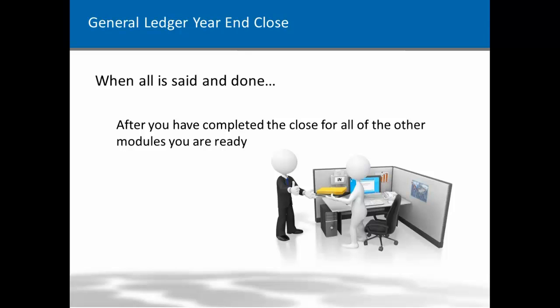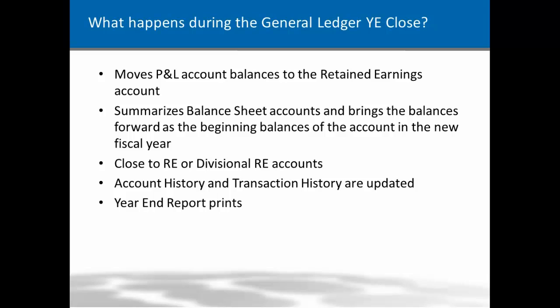So when all is said and done and you've completed the close for all the other modules, you're ready. What happens during the general ledger year-end close is it moves your P&L account balances to the retained earnings account. It summarizes the balance sheet accounts and brings the balances forward as the beginning balances of the account in the new fiscal year. It'll close to a retained earnings or divisional retained earnings account. The account history and transaction history are updated, and year-end reports print.